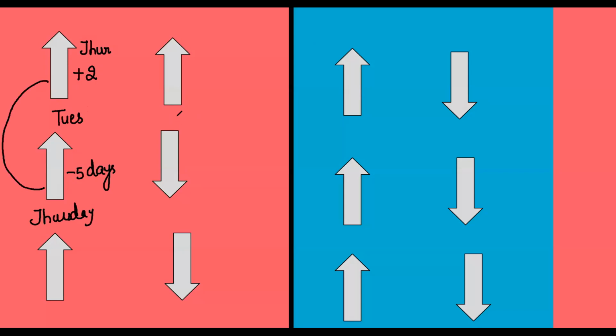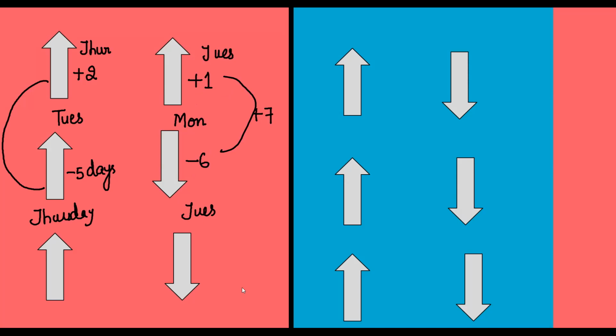Now suppose today is Monday. After 1 day, what will it be? Tuesday. So plus 1 is Tuesday. Then minus 6 will also be Tuesday, because plus 7 has to be maintained, right?